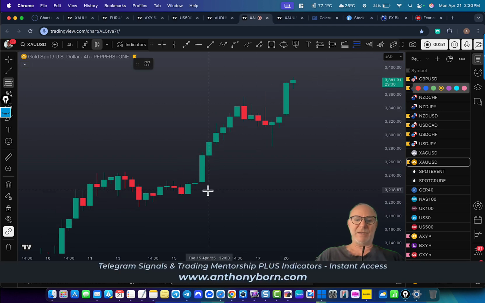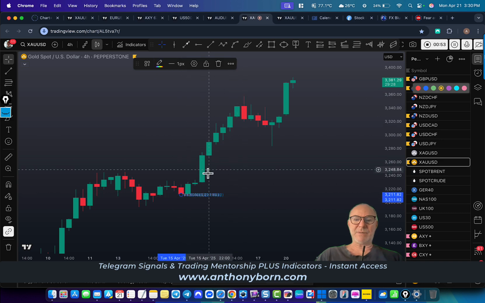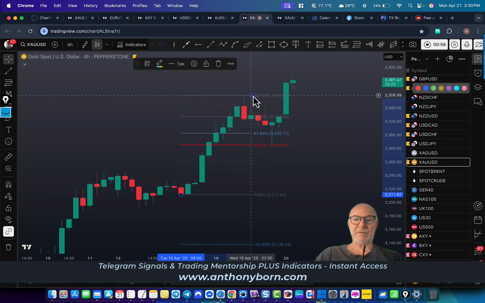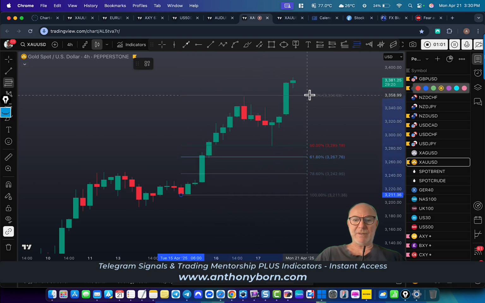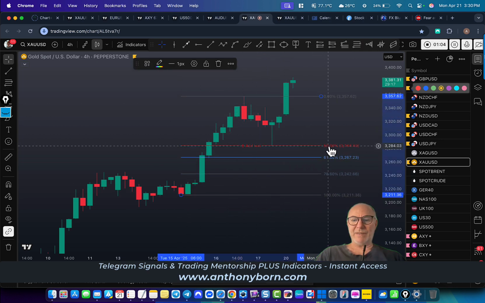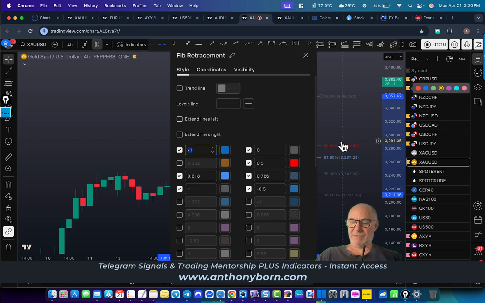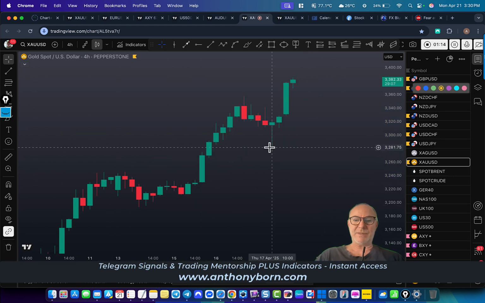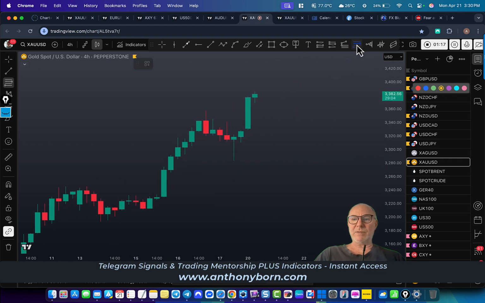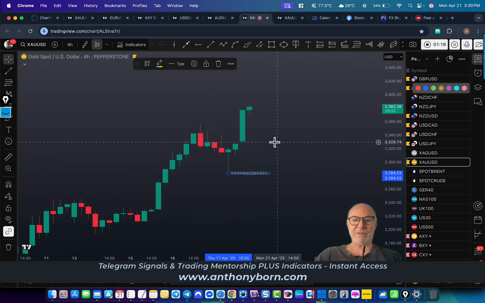Grab the Fibonacci, swing low to swing high. See this pullback down into this red and blue zone? Well, that's my optimal entry zone. I'm always going to be looking for that no matter where we are on the chart, right? So at the moment, I'm always looking at the previous price swing low to swing high.